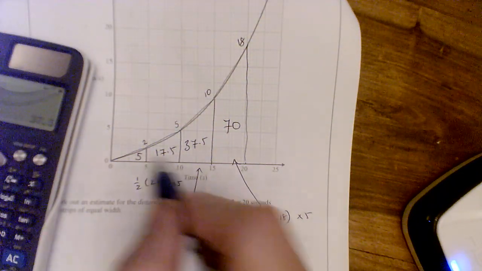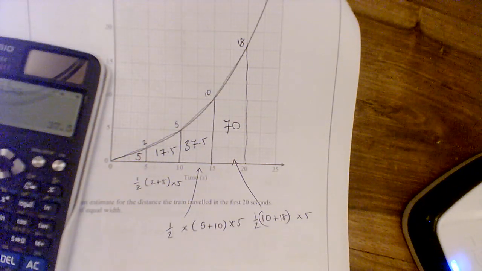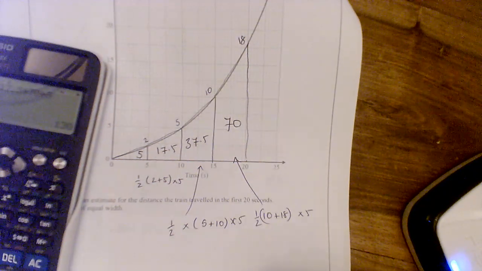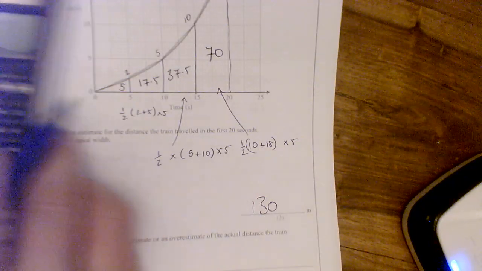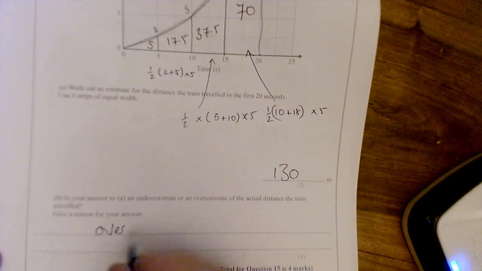And that gives me the total area travelled of these, just added together. So 37.5 plus 17.5 plus the 70, and then plus the 5 as well. I've got a total distance of 130 metres being travelled. Is it an underestimate or an overestimate? This one's an overestimate.